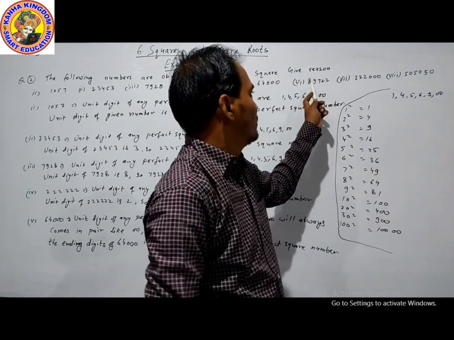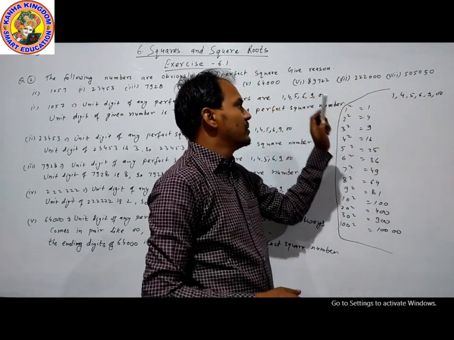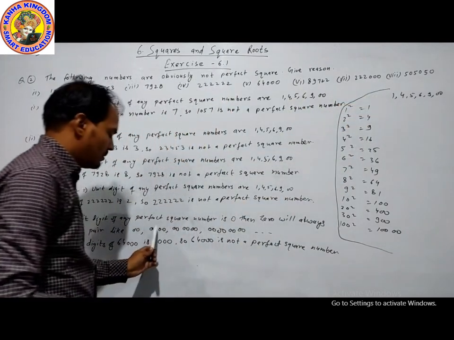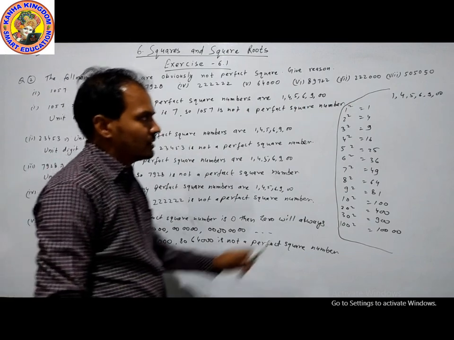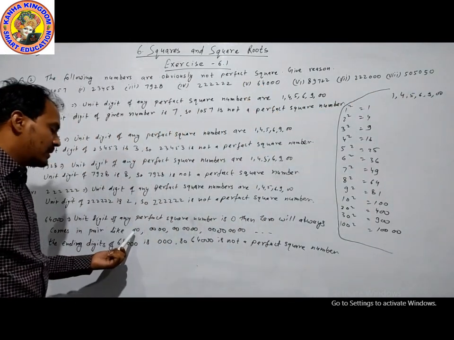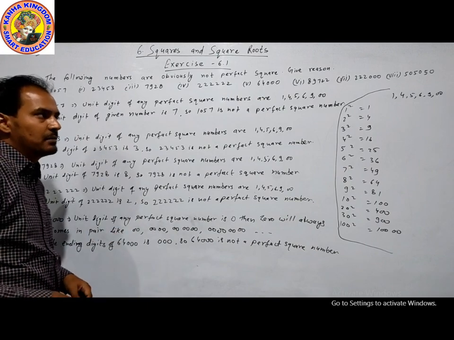In parts 6, 7 and 8, here is 2 which is not included in these numbers. Here there is 000, not 00 or 0000. Here is 1 time 0. In square numbers there are 00, so not 1 time 0. This is not a perfect square number.